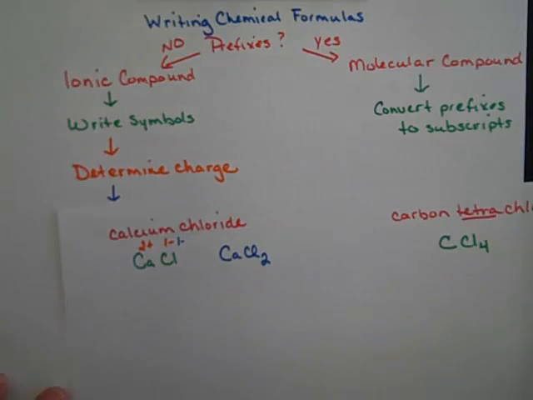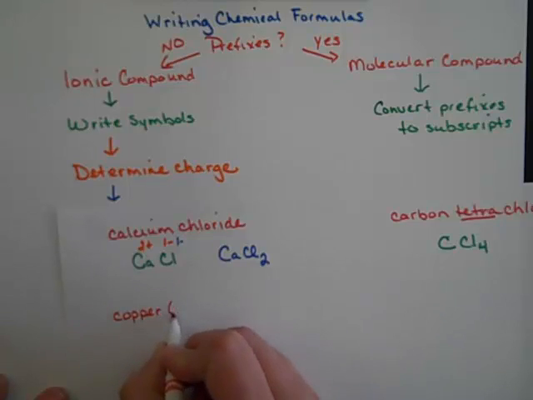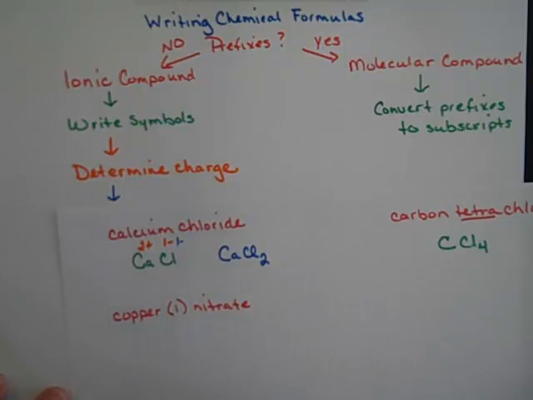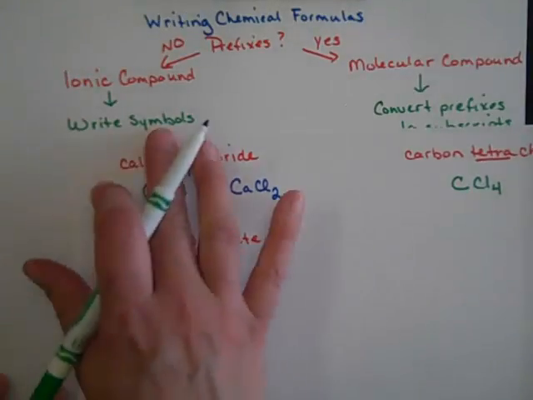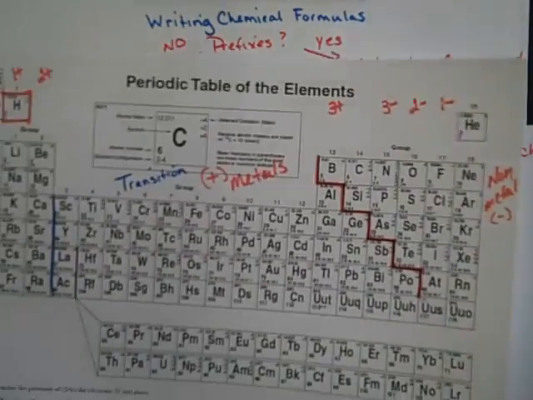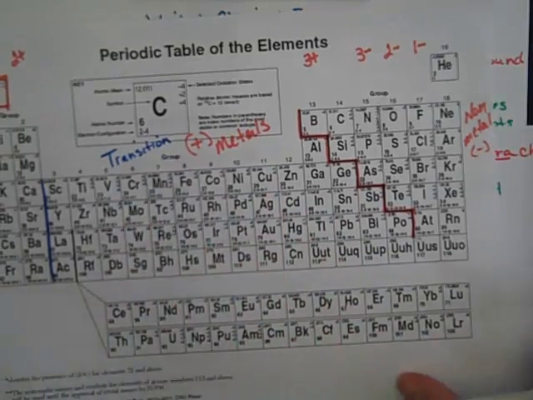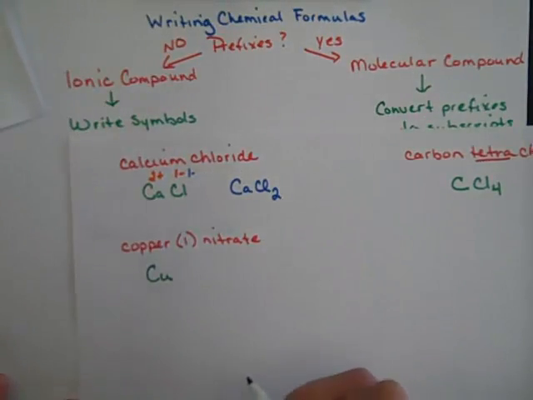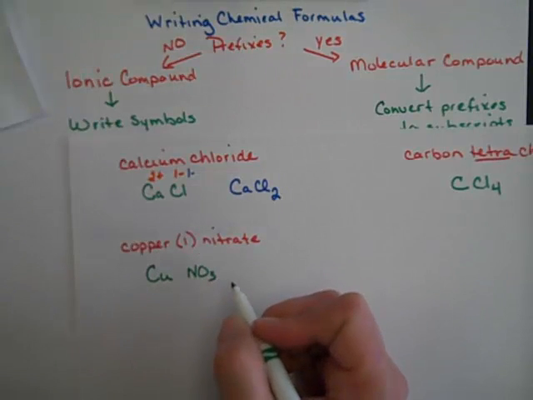Now what if we don't know those? What if we have, let's see, what if we have copper 1, let's make this hard. What if we have copper 1 nitrate? Okay, first thing that we would have to do is write the symbols. Copper is Cu, but where is copper? Copper is in this middle part. This is a transition element. So we don't know the charge just yet. So we have copper as Cu, and we have nitrate as NO3. This is one of our polyatomics.